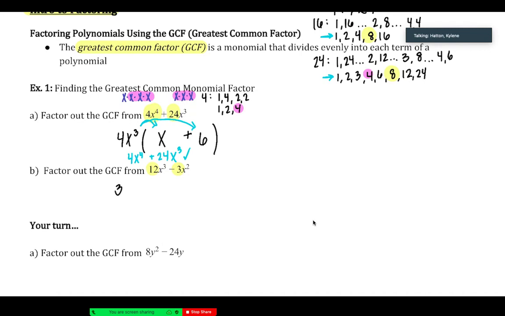And then next I have to figure out what power of x I can pull out. So they both have at least x to some power. When I factor out the x to whatever power we can, I have to take the lowest one out of all the terms. So one has an x cubed and one has an x squared. So that means that I can only pull out an x squared.